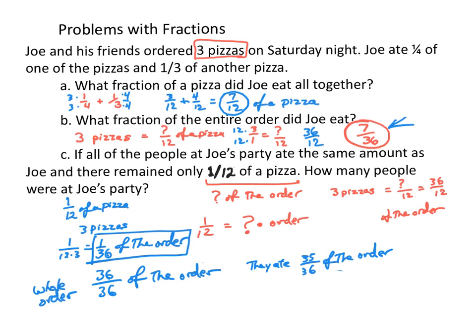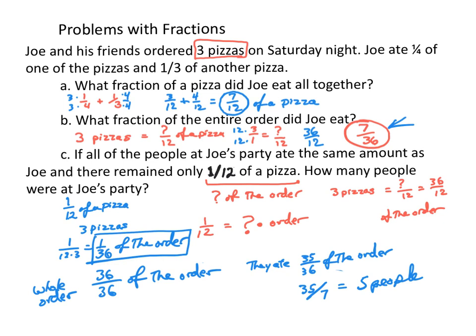So how many people would there have to be to have eaten 35/36? That means how many 7s go into 35? So that's 35 divided by 7. So that would be 5 people. So 5 people eating 7/36 each would make 35/36 of the order.